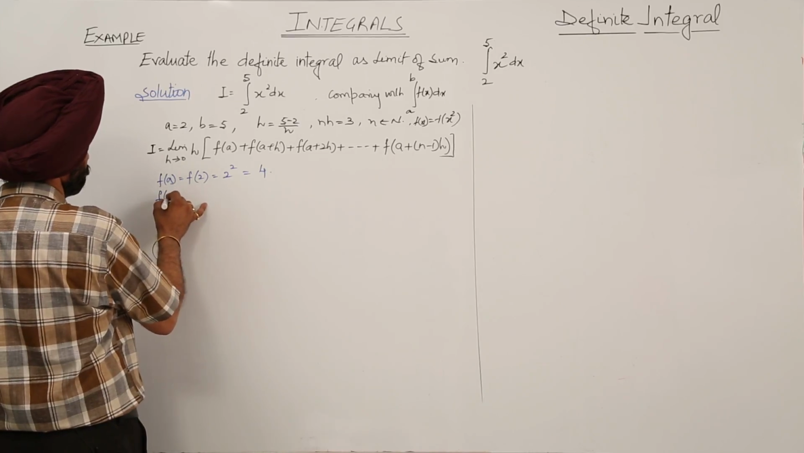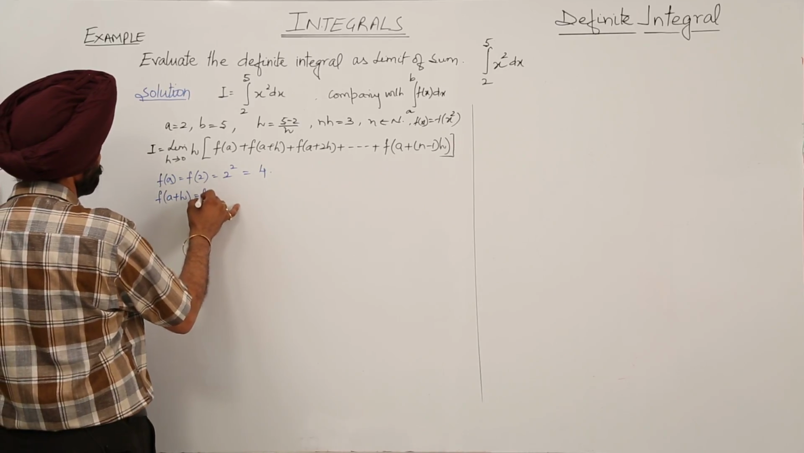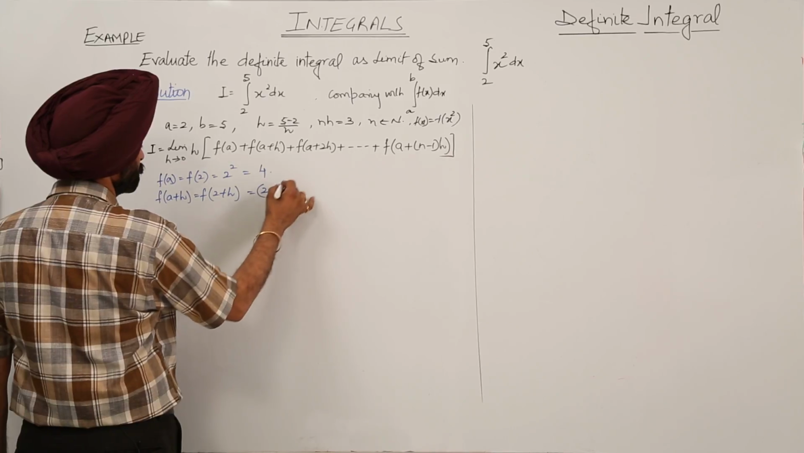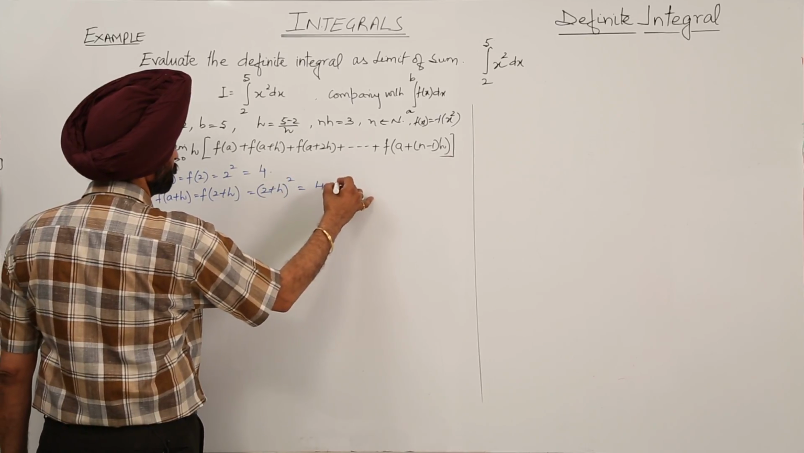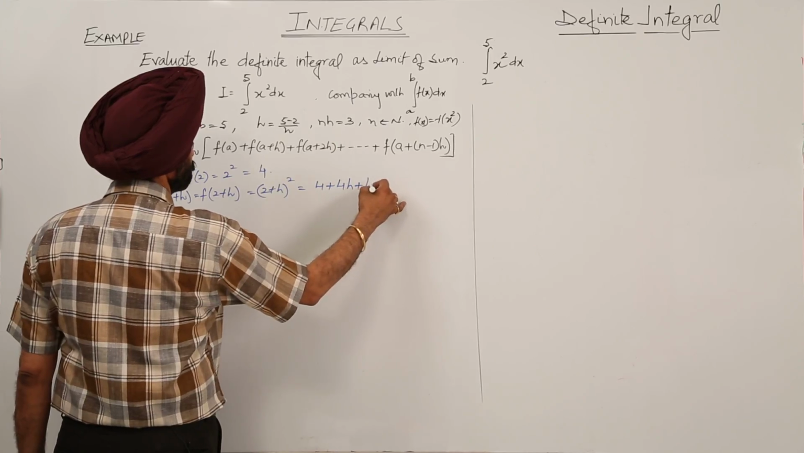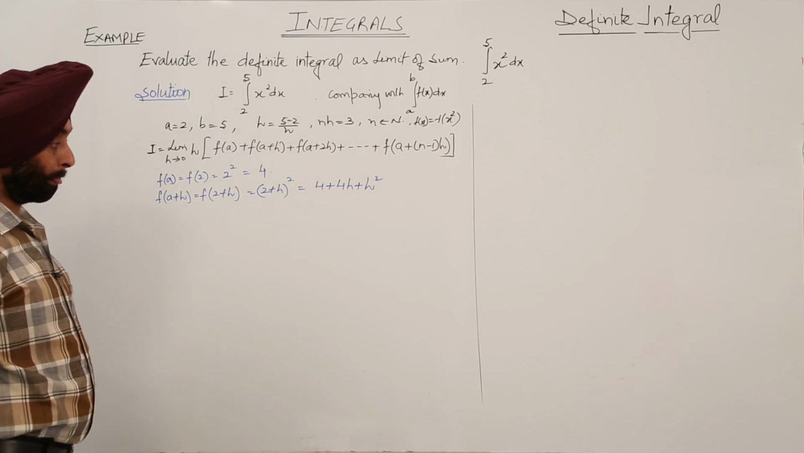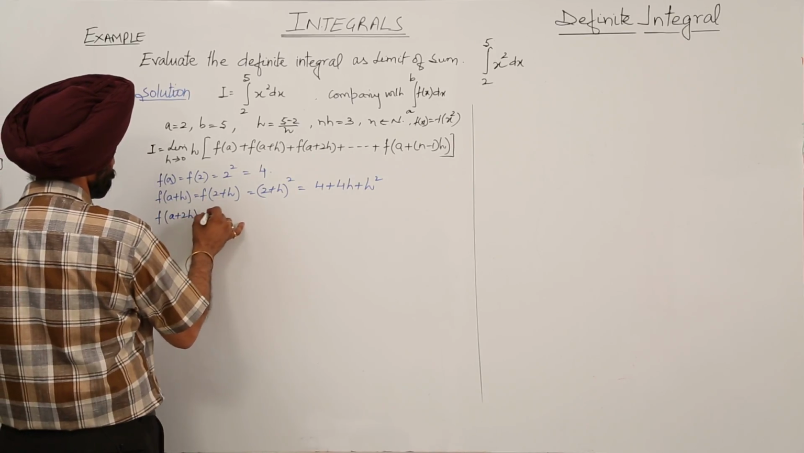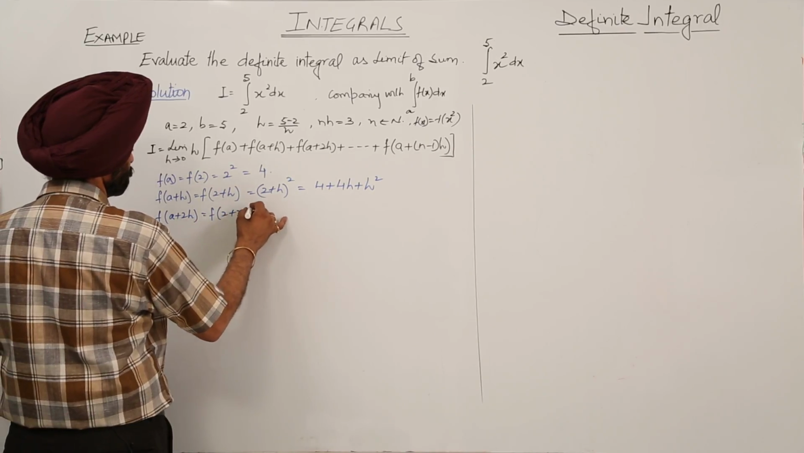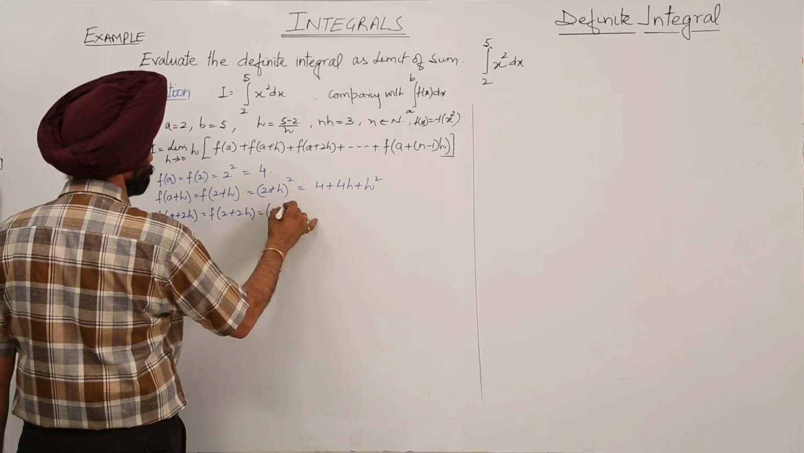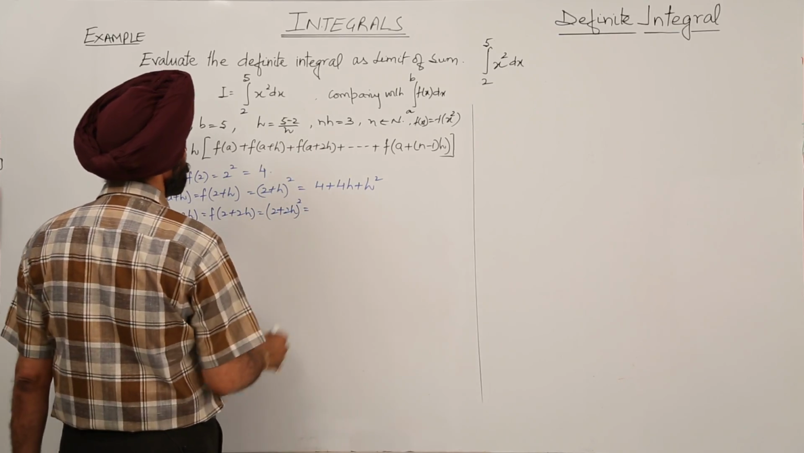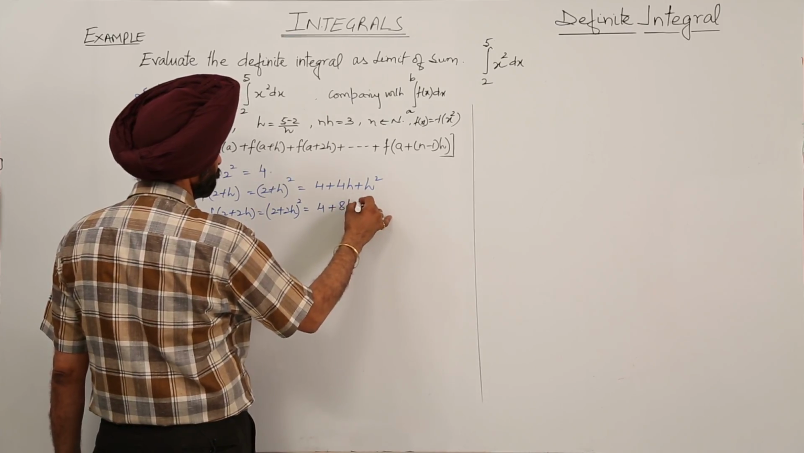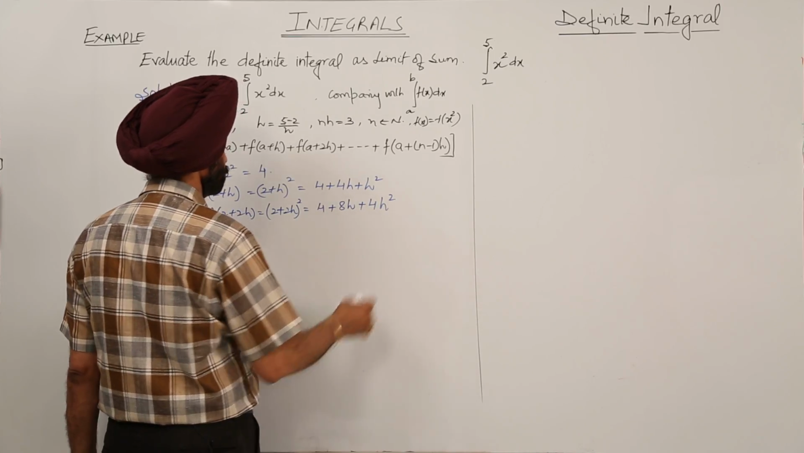Second is f(a plus h), this is equal to f(2 plus h). Now this becomes (2 plus h) whole square, this is equal to 4 plus 4h plus h square. Then f(a plus 2h), f(2 plus 2h), (2 plus 2h) whole square. Now we are getting 4 plus 8h plus 4h square.